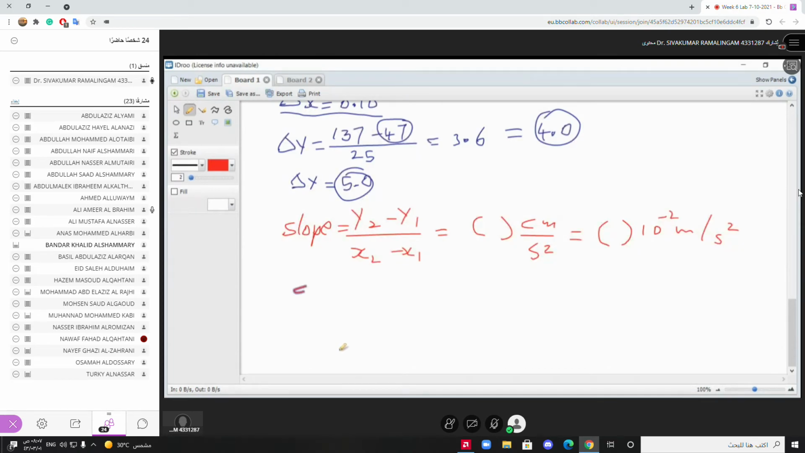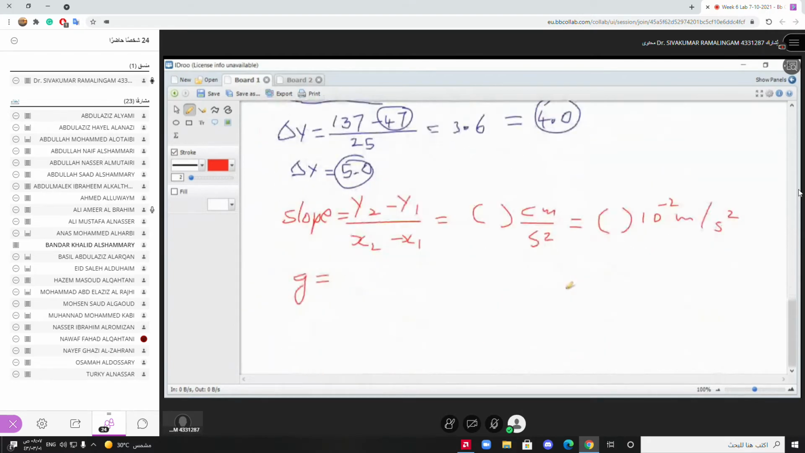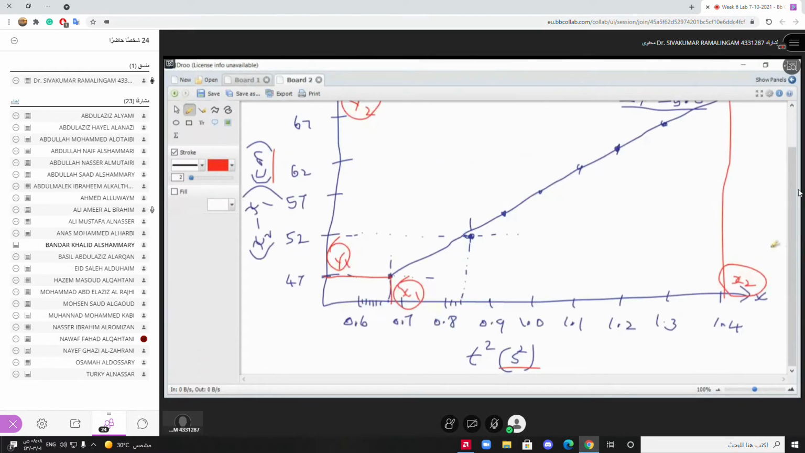How to get G? The G formula you already got, right? This is the formula to calculate your G. Can you pick the formula now? G equal to 2 divided by sine theta, x2 minus x1 by t square. Now let us go to the graph. The meaning of the graph. The meaning of the slope.